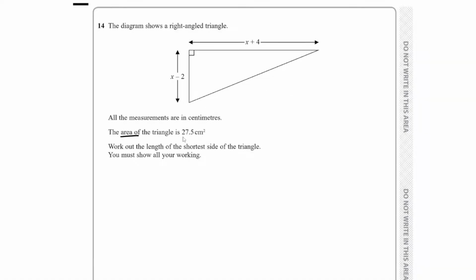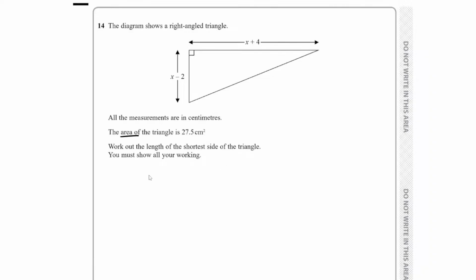So that's the context. The context is the area, therefore the formula of the equation we're going to work out is the area formula. Work out the length of the shortest side. In order to find the shortest side, I need to know x. So in order to find x, I need to have an equation. That's kind of the process in my head. So the equation is obviously based on the context, which is the area.